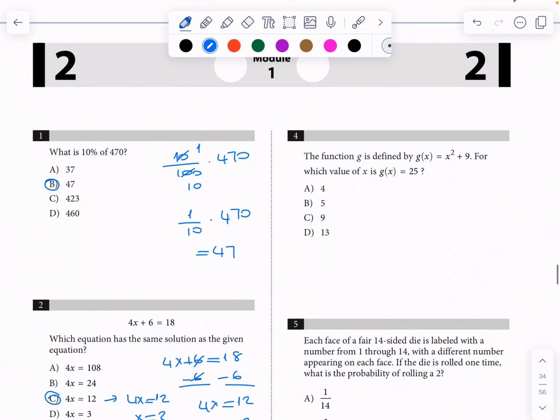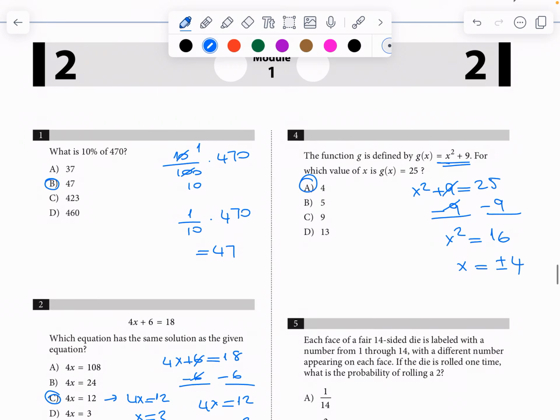Next question, question 4. The function g is defined by g of x is equal to x squared plus 9. For which value of x is g of x equal to 25? Okay, we just need to, guys, make this function equal to 25 and solve it for x. x squared plus 9 is equal to 25, and we subtract 9 from both sides. x squared is equal to 16, and x will be positive or negative 4. We have positive 4 in answer choice A.